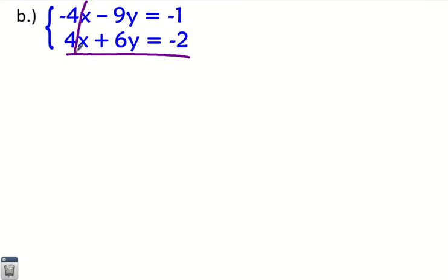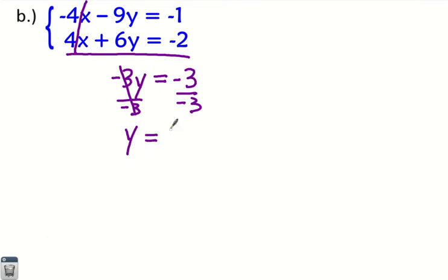So negative 9y plus 6y is what? That's right, negative 3y. And what is negative 1 plus negative 2? Well, that is negative 3. And now I'm going to be able to solve for y. Very simple equation that you can now solve. Divide both sides by negative 3 to get y by itself. Negative 3 divided by negative 3 is positive 1. So now I know that y equals 1.